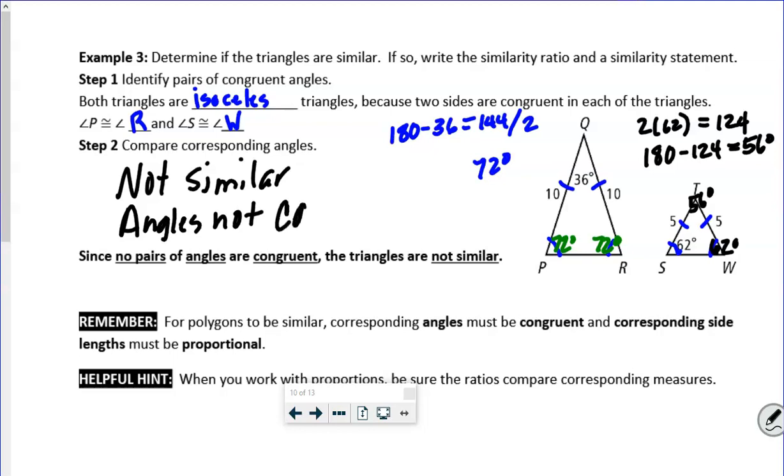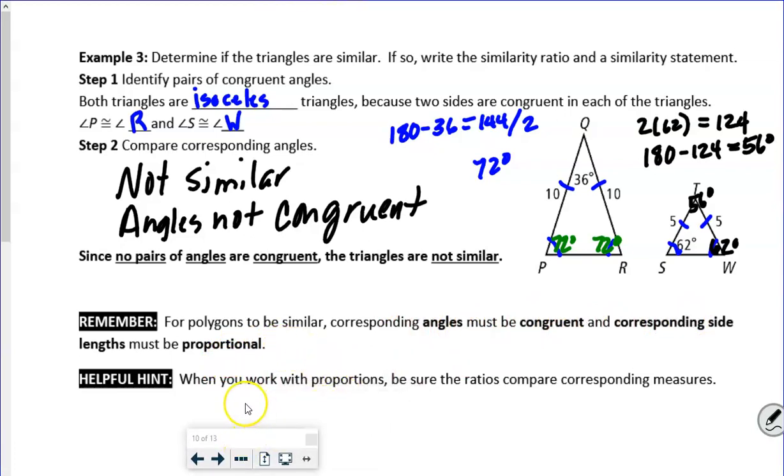Angles not congruent. And again, that's already written on your paper, but I would write it again because it is the key. Angles have to be congruent for shapes to be similar, okay? Then remember, for polygons to be similar, corresponding angles must be congruent, and corresponding sides have to produce the same ratio. They have to be proportional.